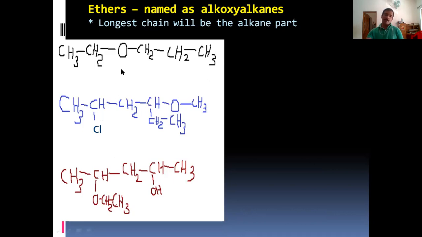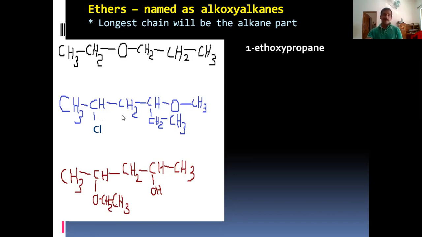Okay, here you can see an example, CH3, CH2O, CH2, CH2, CH3. Here 3 carbon atoms, here 2 carbon atoms. So how to select the alkane part? Propane. In propane, an OCH2CH3 group is substituted. The ethoxy group is substituted in the first carbon atom. 1, 2, 3. So 1-ethoxypropane is the name of this compound.